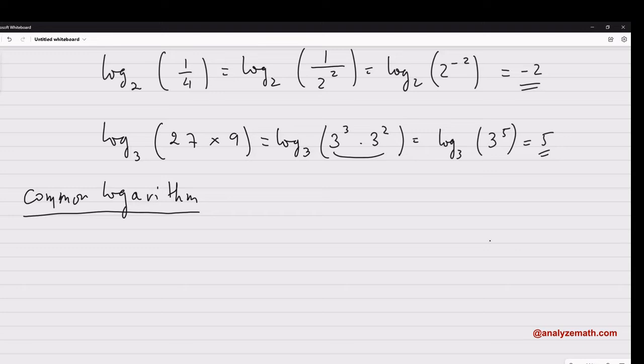Now we are going to talk about two special logarithms. The first one is called the common logarithm. The common logarithm is written without the base, and it's base 10.